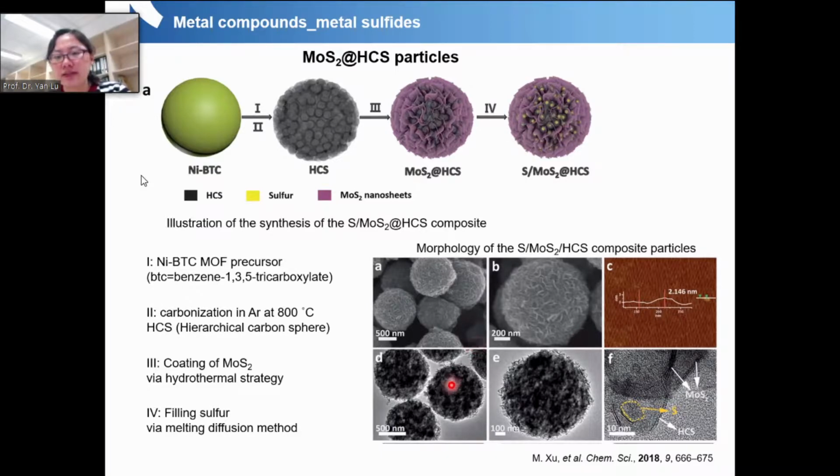Then from the electron microscopy here, you can see clearly that molybdenum disulfide is also a kind of two-dimensional layered structure. So you see clearly this layered structure of molybdenum disulfide.